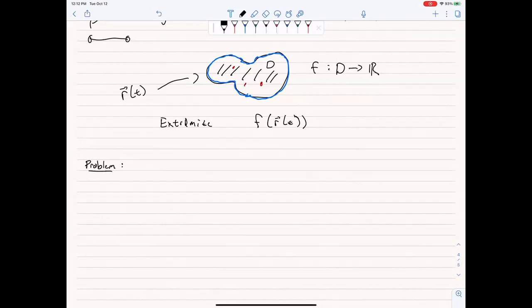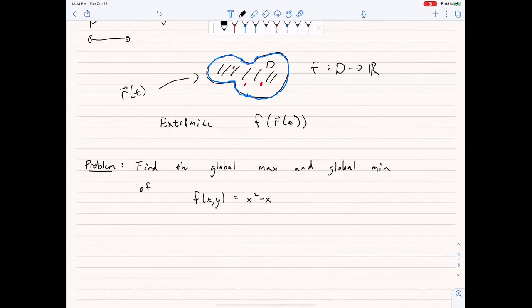Okay, so let's find the global max and global min of, let's say, f(x,y) equals x squared minus x plus y squared on the closed disk, x squared plus y squared is less than or equal to 4.